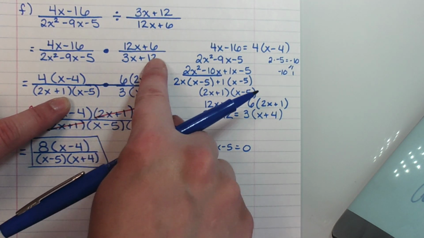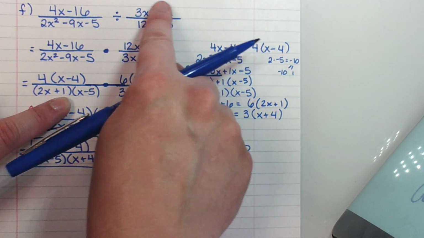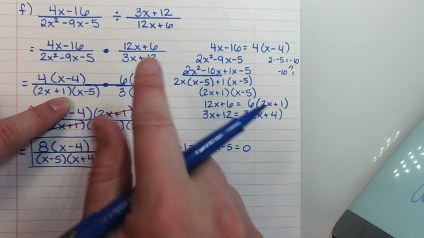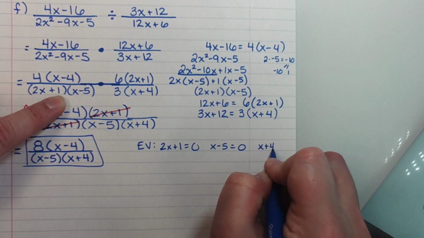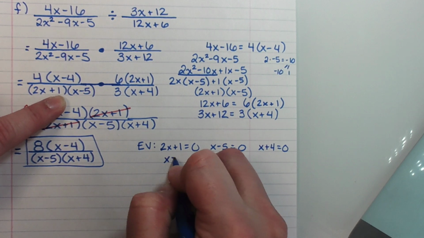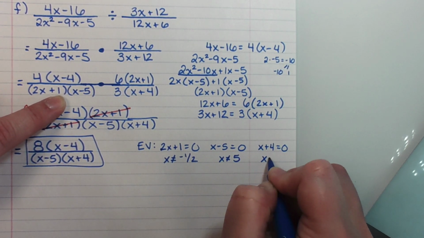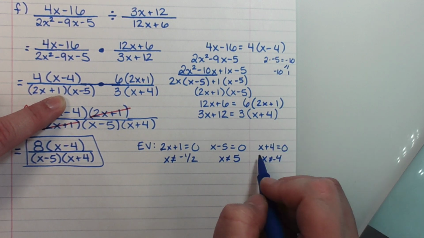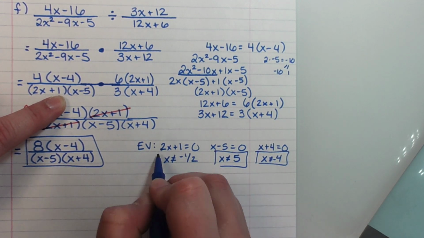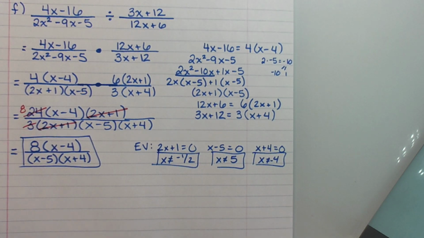But also remember you flipped this. So the 3x plus 12 that was originally on top is now something that's in the bottom. So I also need to do an x plus 4. X is not allowed to be equal to: that's going to give you negative 1/2, that's going to give you a positive 5, that's going to give you a negative 4. So there's a little bit more work to multiplying and dividing as compared to yesterday, but most of the stuff is the same.